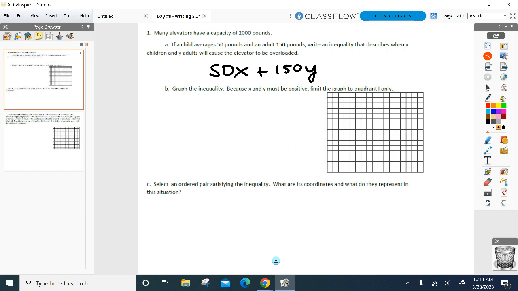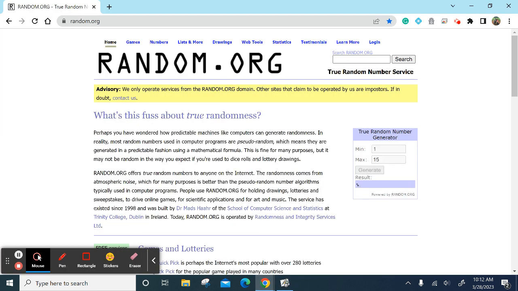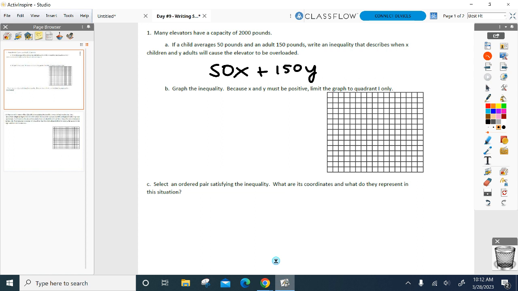Overloads the elevator. Think about it, and I'll call on somebody. Overloads the elevator, and 2,000, remember, is the capacity. So what symbol should I be putting here? What's going to overload it? Greater than. Notice I'm not putting the or equal to, because I can have 2,000 pounds there. 2,000. We're only going to do one here, and then we'll do a couple. We'll do 2 at a time or 3 at a time on the next one. Are we okay? All right.